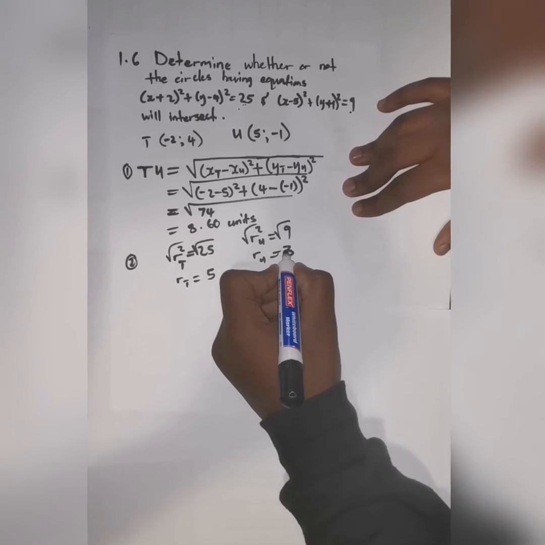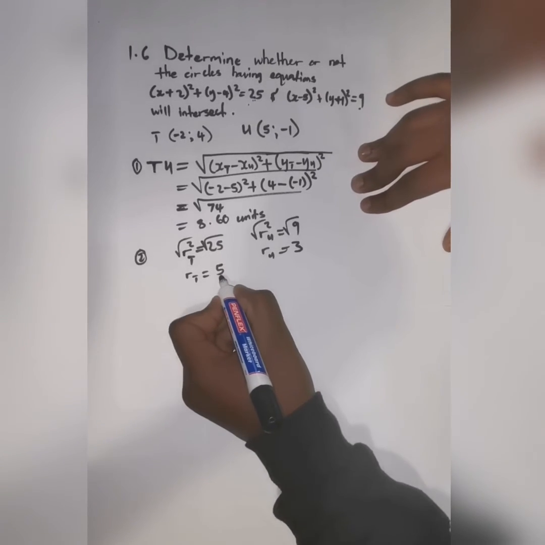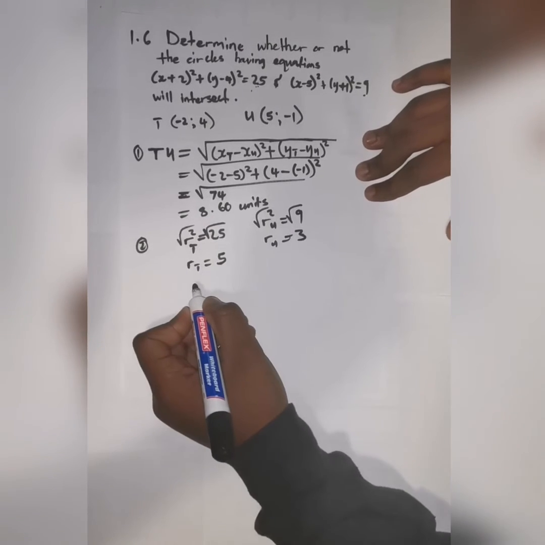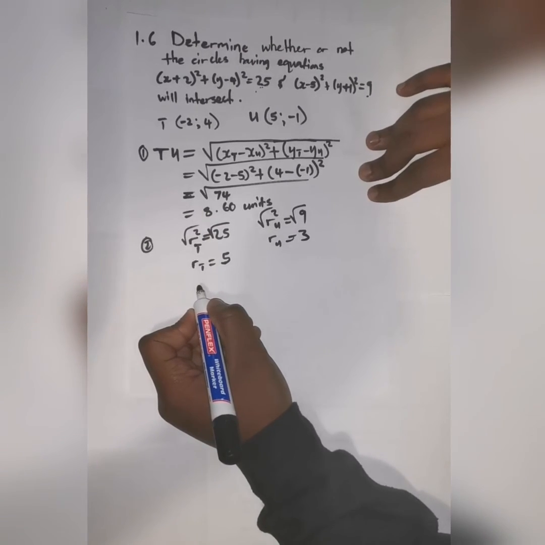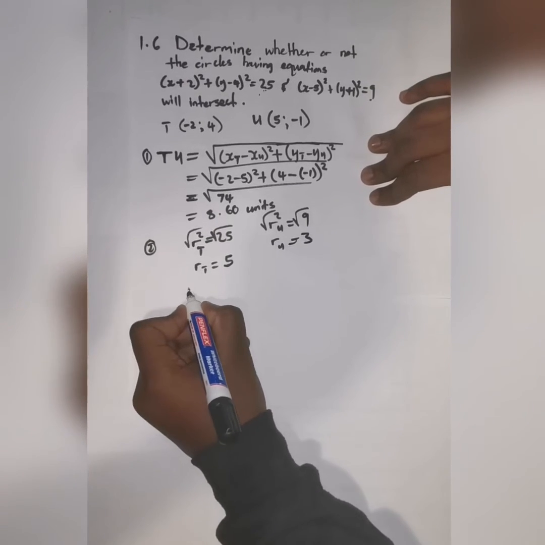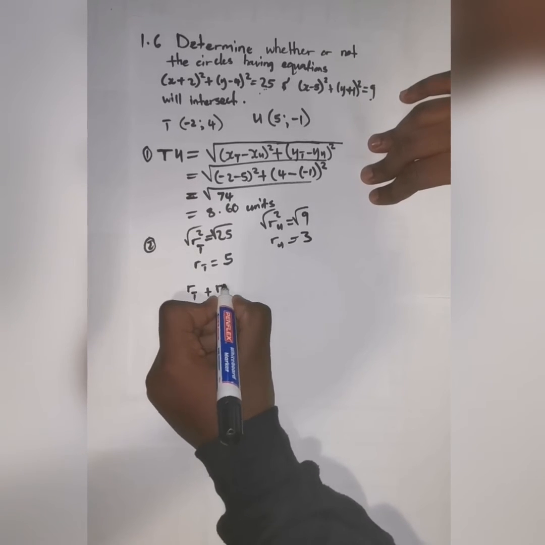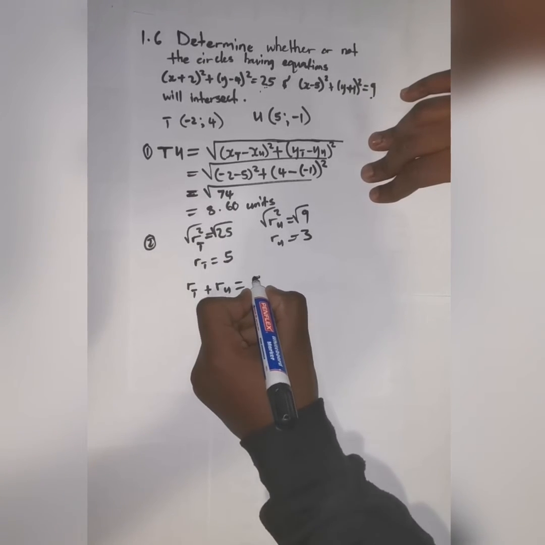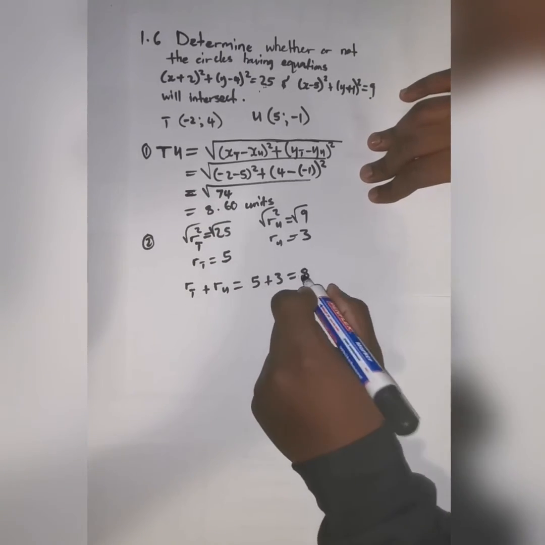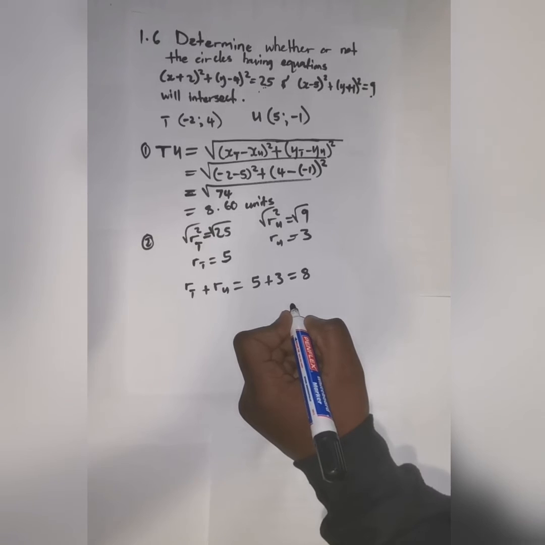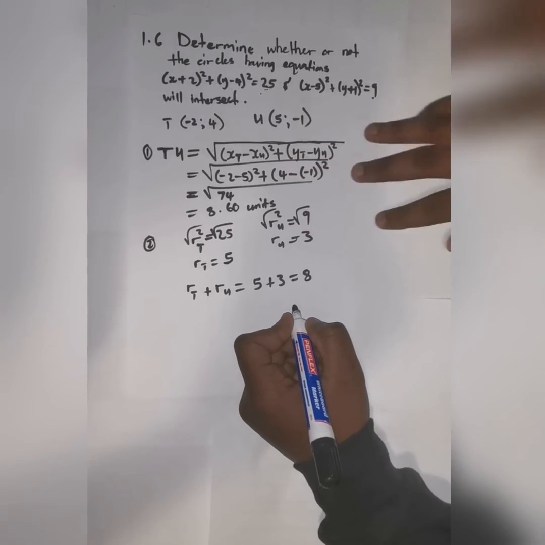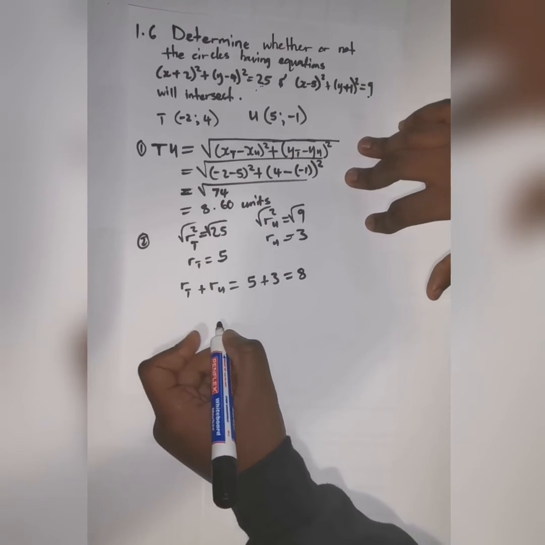Remember, this is a radius, which is a length, so we only consider the positive part. We cannot have a negative length. Then we add the radiuses, so it's 5 plus 3, which is 8. So we have made those 2 calculations, and we compare them.